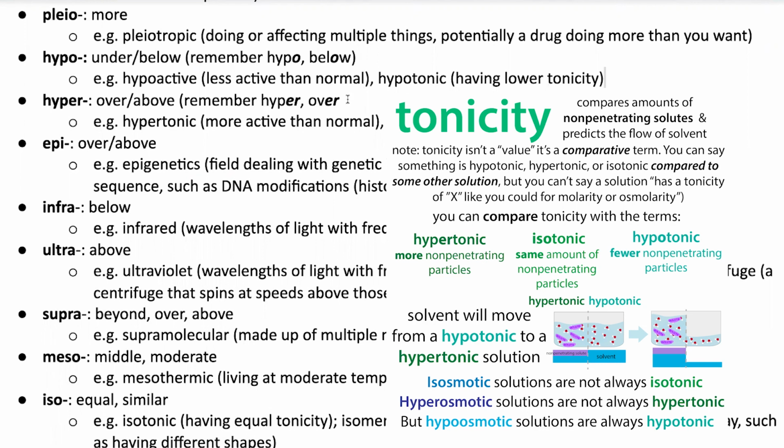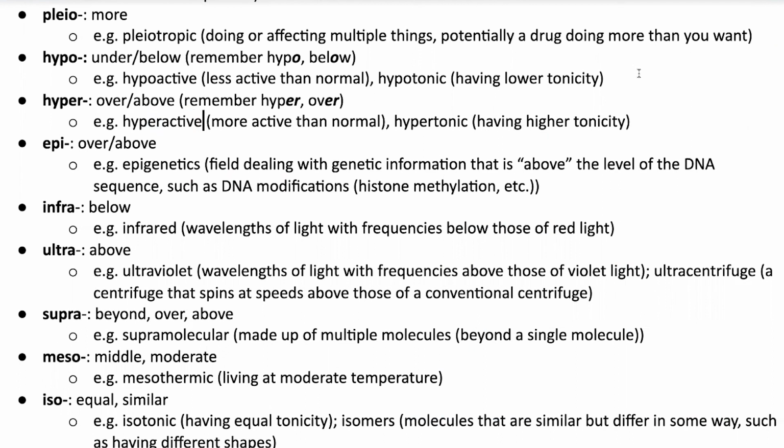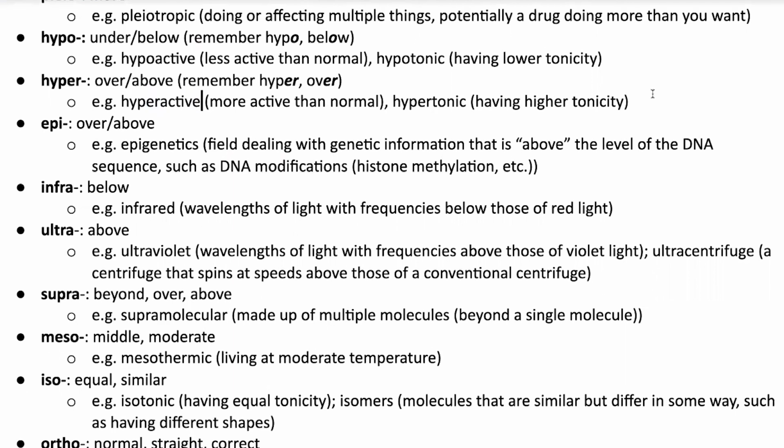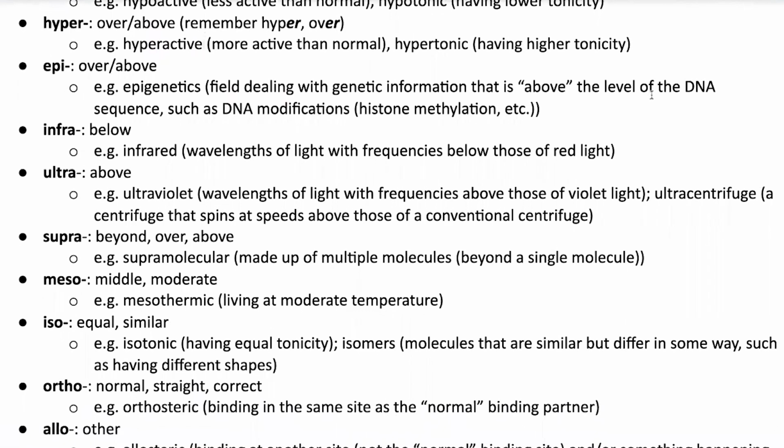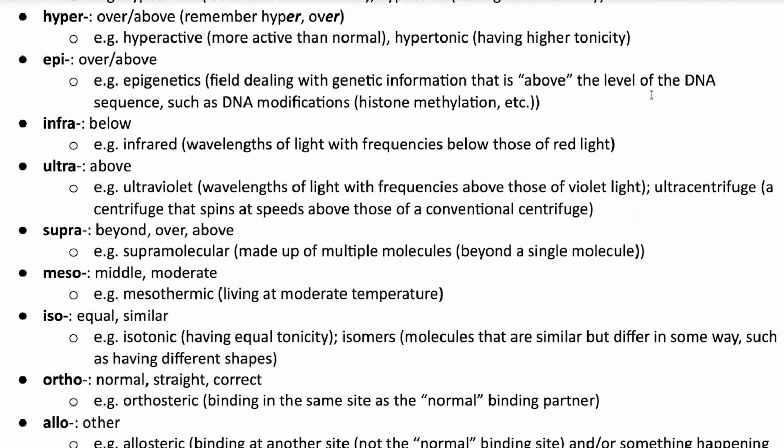And so remember hyper, over. So hyper means over or above, and so we can talk about something being hypertonic. Or we could talk about something being hyperactive, like more active than normal. Another over above term is epi. So you might see this with epigenetics. This is the field of study that deals with genetic information above the level of just the DNA sequence, such as things like DNA modifications, histone methylation, and things like that.